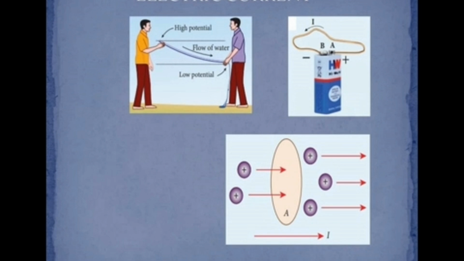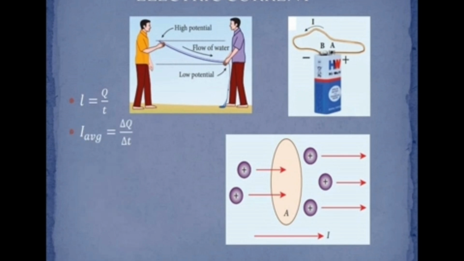Otherwise you can define the charge current like this: if a net charge Q passes through any cross sectional area of a conductor in time t, then the current is defined as I equal to Q by T. However much charge flows through that cross sectional area A, depending on the time period, that's called time period T. So flow of current I is equal to Q by T. Q is the flow of charge, T is the time period. So that's called current I.